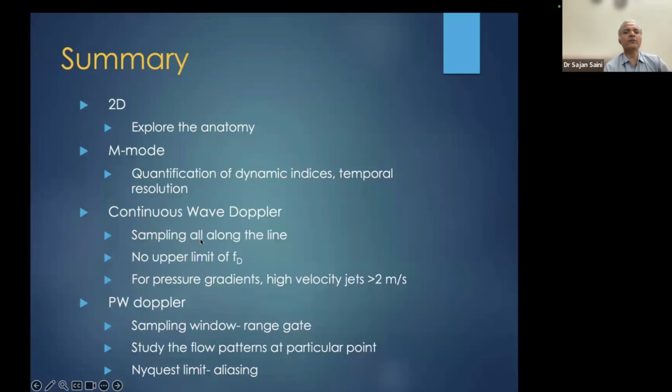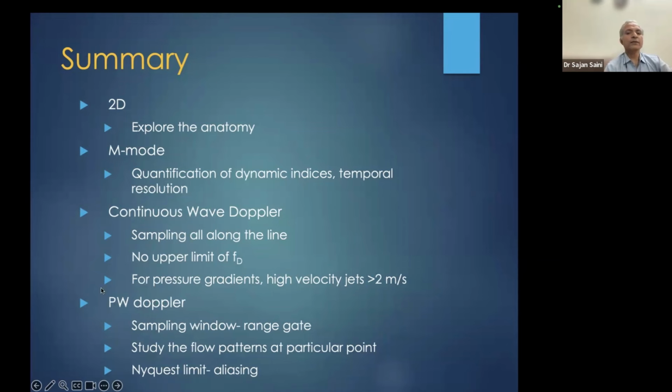For continuous wave Doppler, it will calculate the maximum Doppler shift along the sampling line. There is no upper limit of Doppler shifts in continuous wave Doppler, and it is used to measure the pressure gradients across very narrowed segments, such as tricuspid regurgitation, pulmonary regurgitation. It is typically used when the flow velocity jets are higher than 2 meters per second, which are usually associated with a very high frequency.